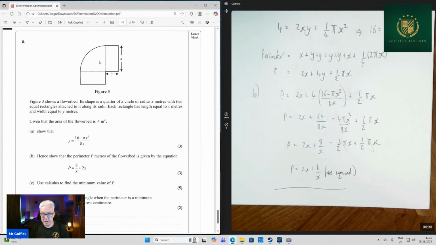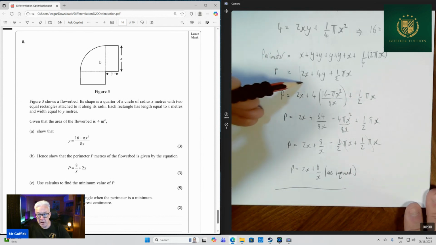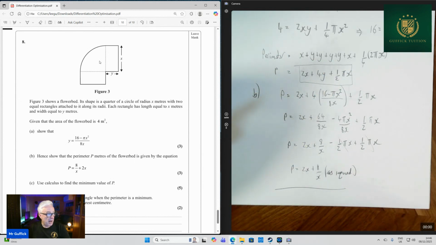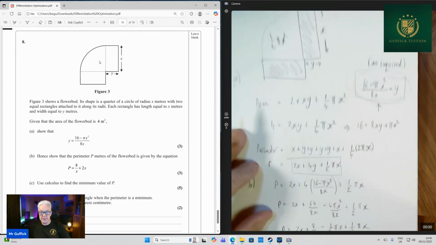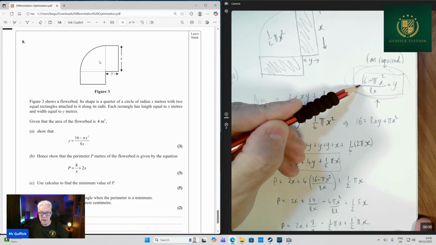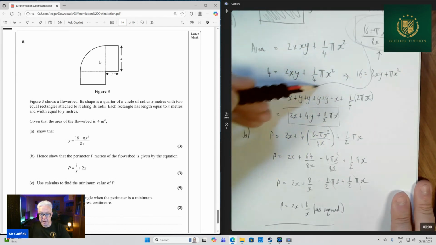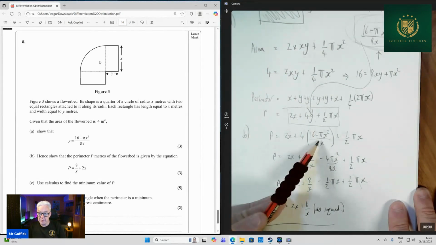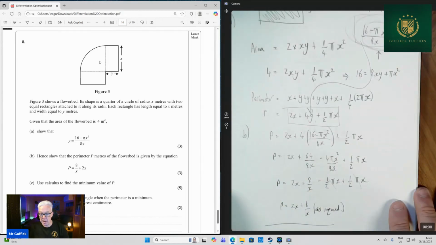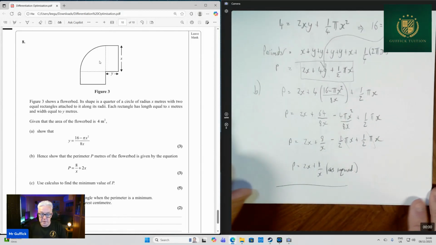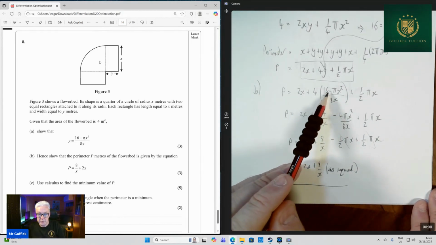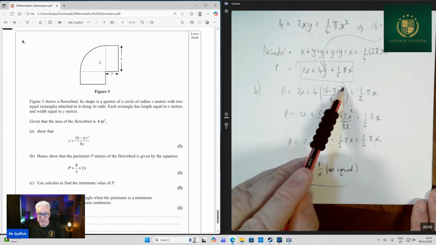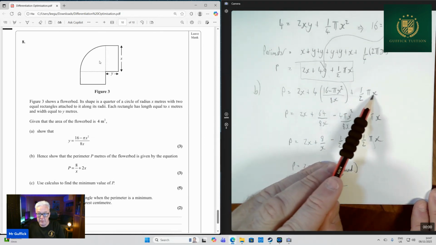Now, notice that this equation that we've got here has got x and y in it. However, the thing we're after has no y in it. So we need to take this result from part A, and we're going to sub that in there for the y. So you'll notice that the y has been replaced by this expression from part A. So we now get the perimeter is equal to 2x add 4 times 16 minus pi x squared over 8x plus a half pi x.